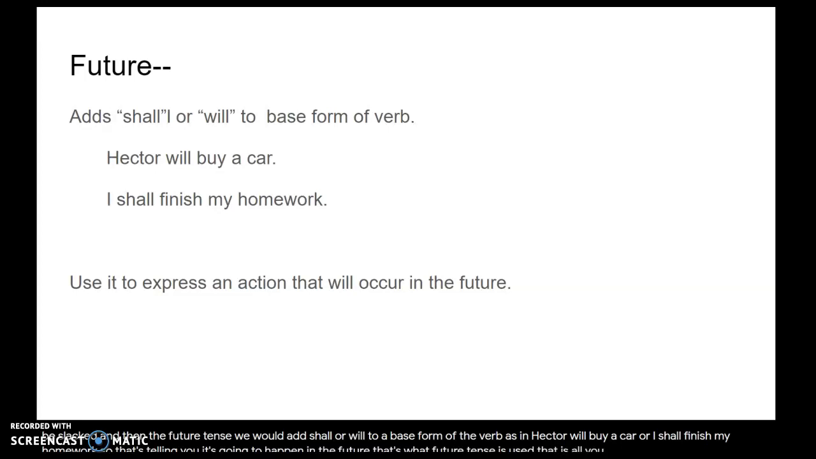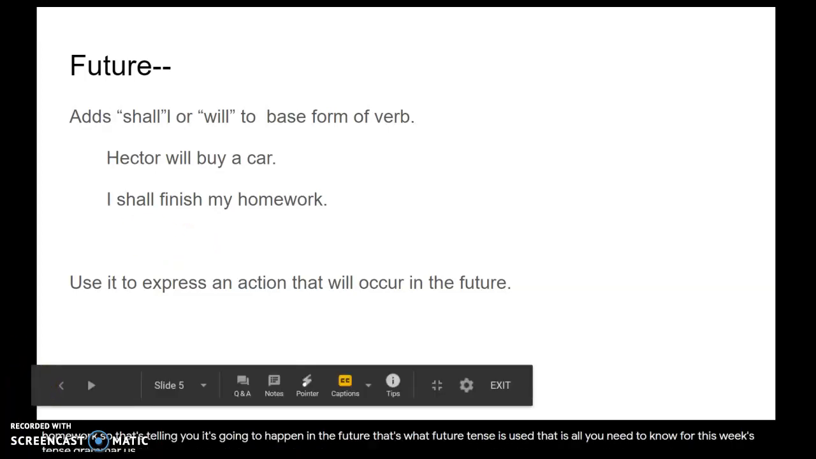That is all you need to know for this week's tense grammar assignments. Good luck.